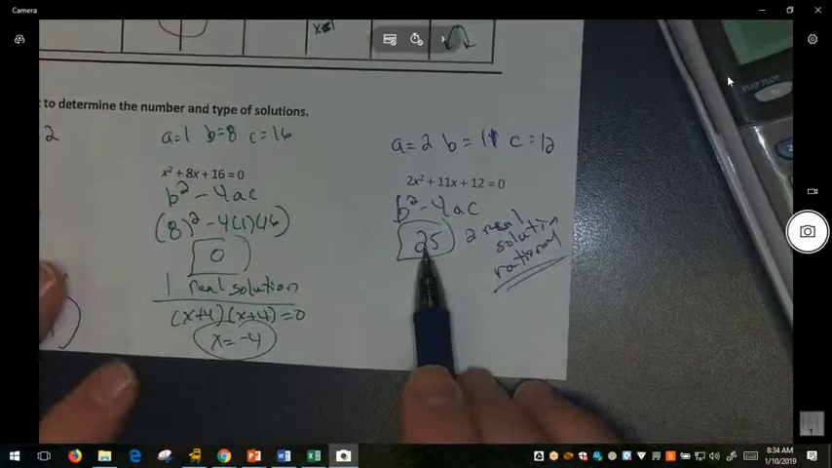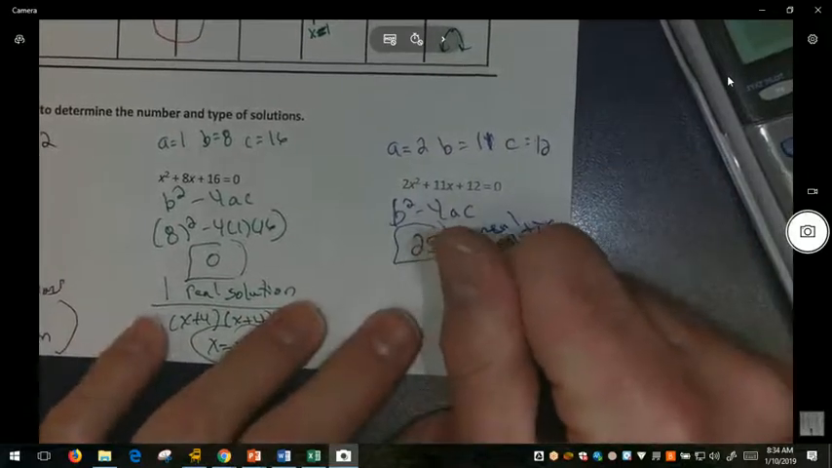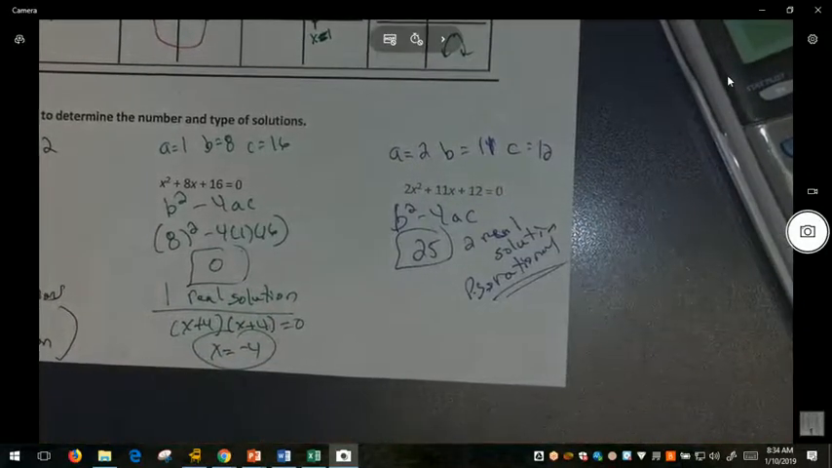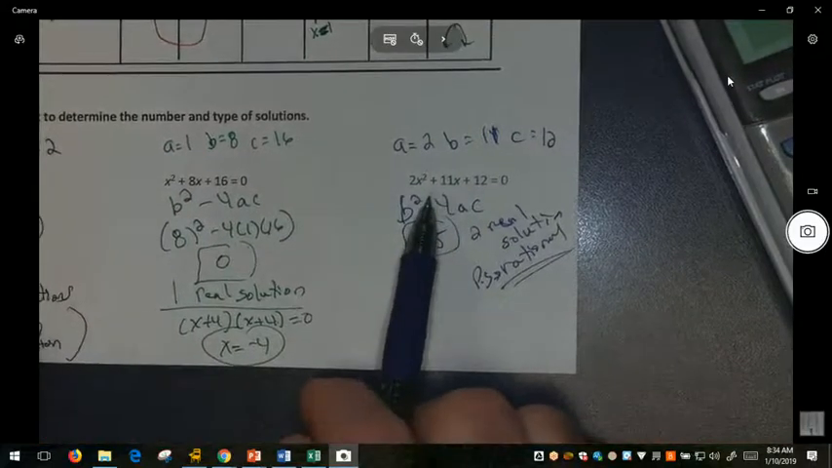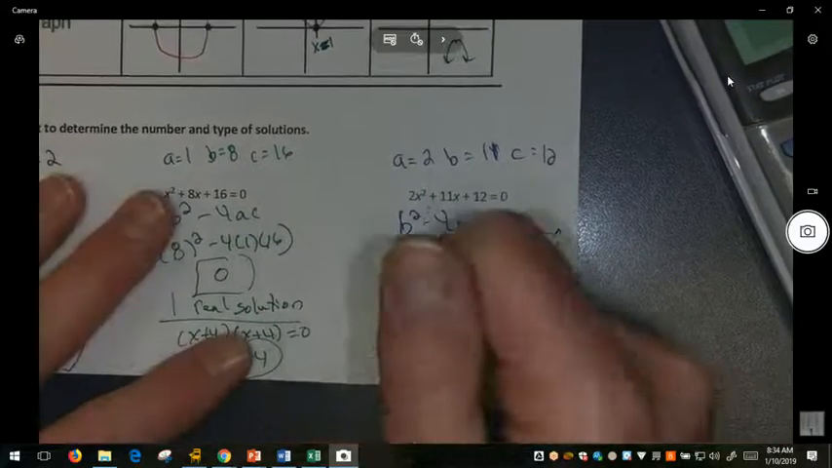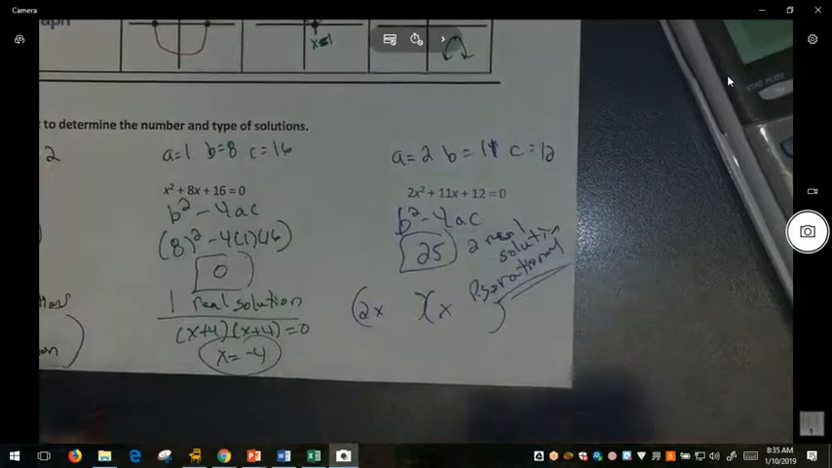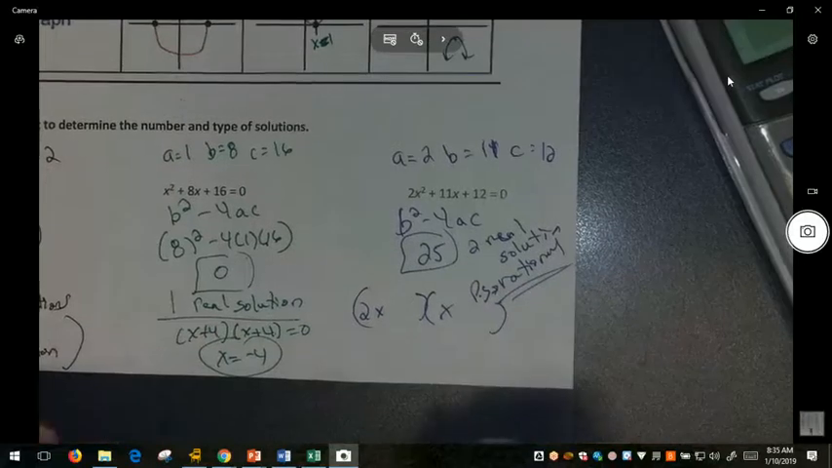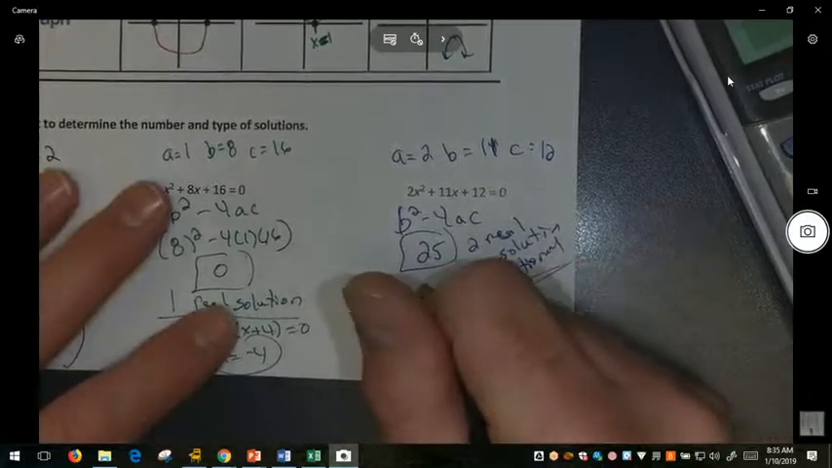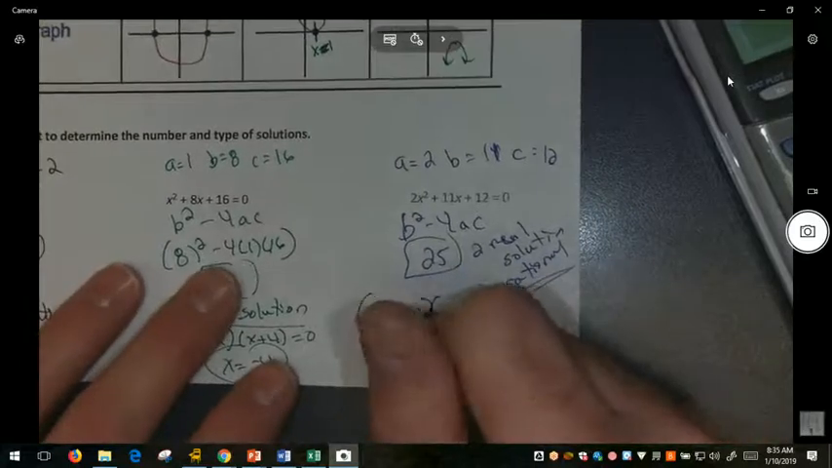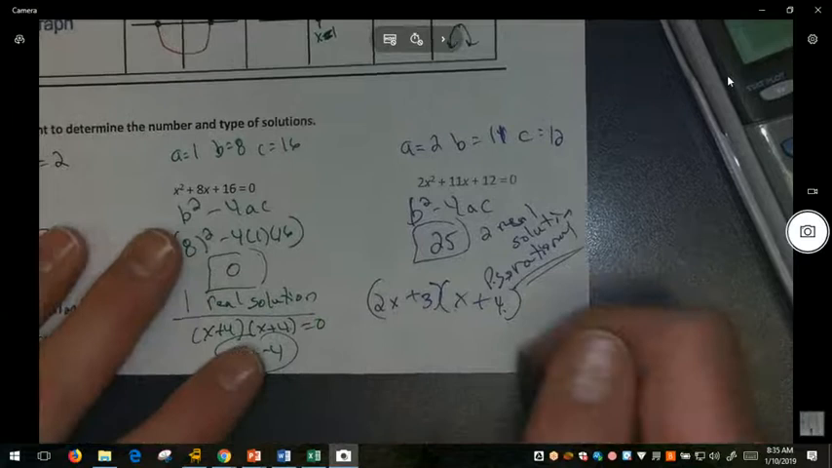So because it's positive, there's two real solutions. Because it's a perfect square, they're going to be rational, which means they'll be fractions, ratio rational. So we can actually factor this one if we want to. This one would be 2x and x. Factors of 12 could be 6. I'm thinking more along the lines of 3 and 4. 4 and 3 will work because that multiplies to 12. 3 and 8 is 11.